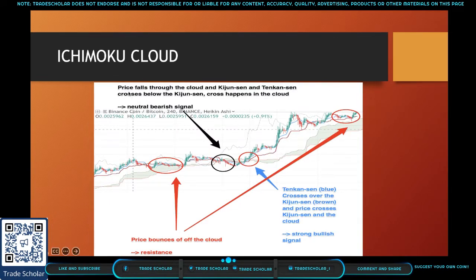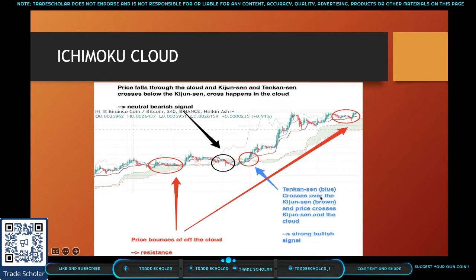So if price falls through the cloud and the Tenkan-sen crosses below the Kijun-sen, and the cross happens in the cloud, that's neutral bearish. If you are crossing from cloud to cloud, going up and down, that's just neutral. If price bounces off the cloud, that's resistance. If we are bouncing in the cloud, that means we are finding a strong support. We usually bounce in a cloud.